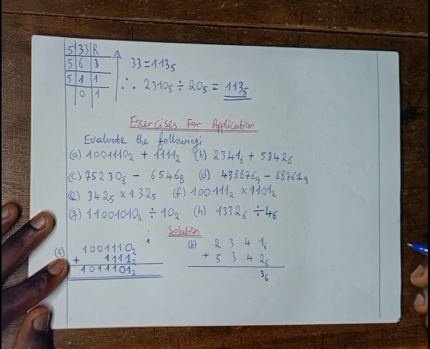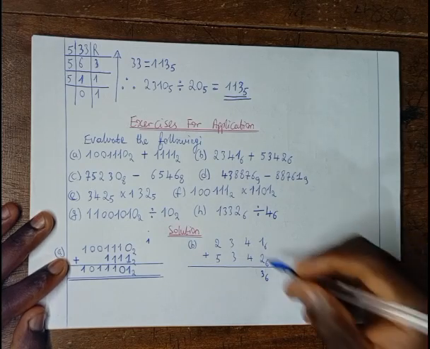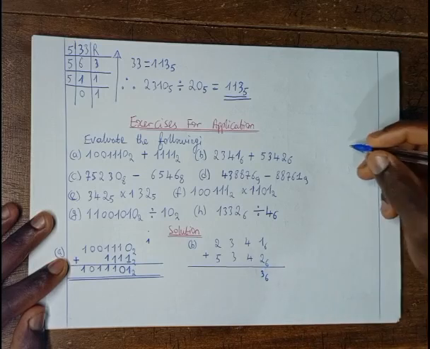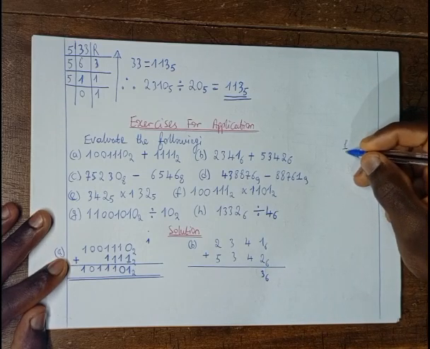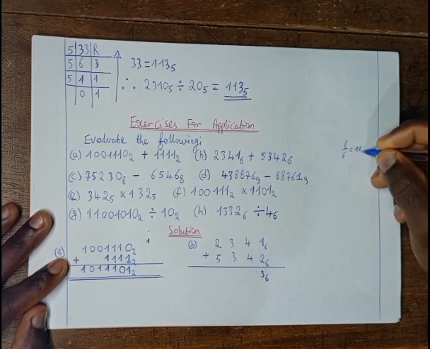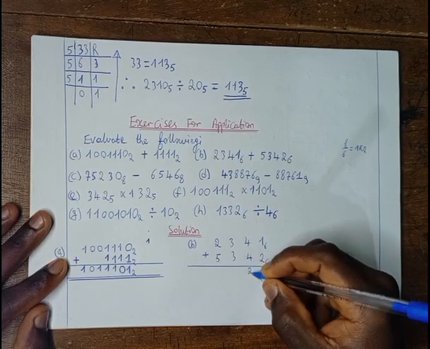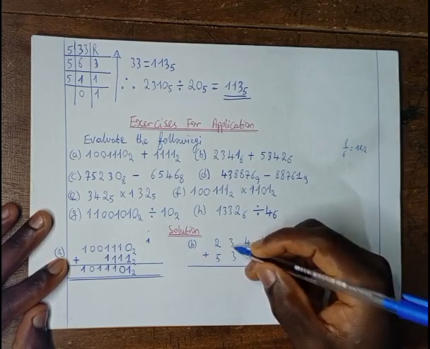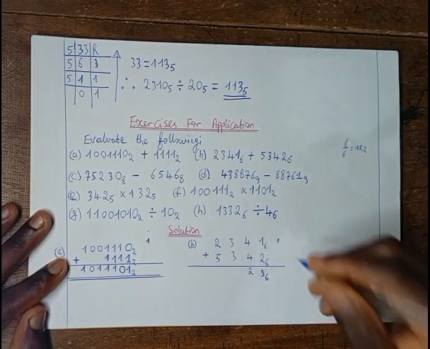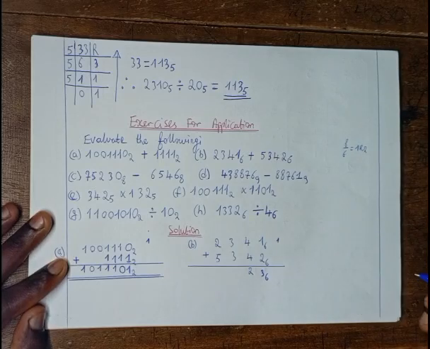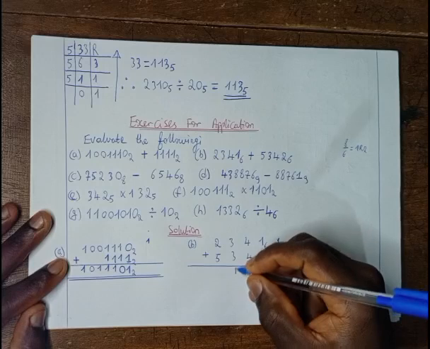4 plus 4 gives us 8. Since we are working in base 6, we cannot write down 8 here. We know 8 divided by 6 will give us 1 remainder 2. We're going to write down the remainder 2. We carry 1. 3 plus 3 gives us 6, plus the 1 we carry gives us 7. 7 in base 6 gives us 1 remainder 1. We are going to write down 1.